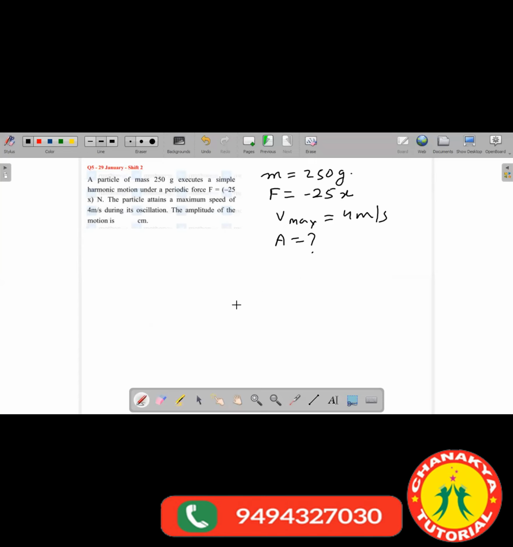So see, we can equate this. We are given the value of force. So force is equal to minus 25x. And this force should also be equal to mass times acceleration. So we get mass times acceleration as minus 25x. From this we get acceleration as minus 25 over 250. This is 0.25x.